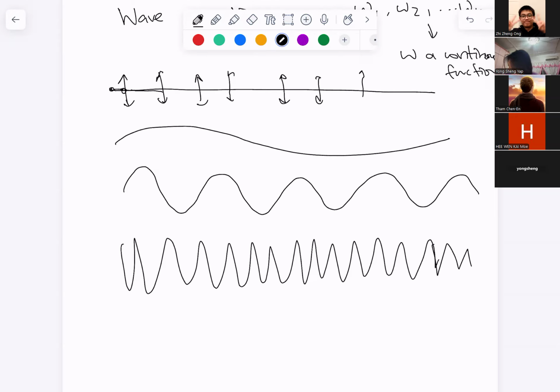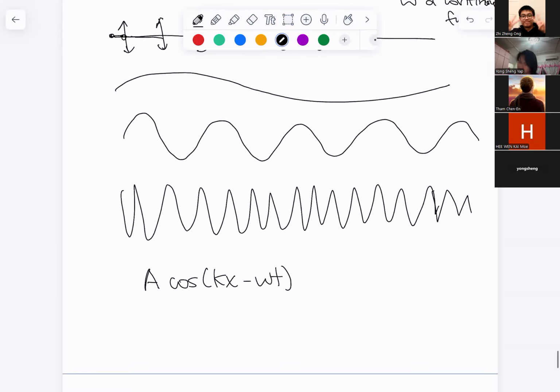So a wave may look like a cosine of kx minus omega t. This is something of a wave. I'll let you show that this is the right thing to write down in the homework. Plus a wave of a different frequency, maybe even plus something. These two waves.